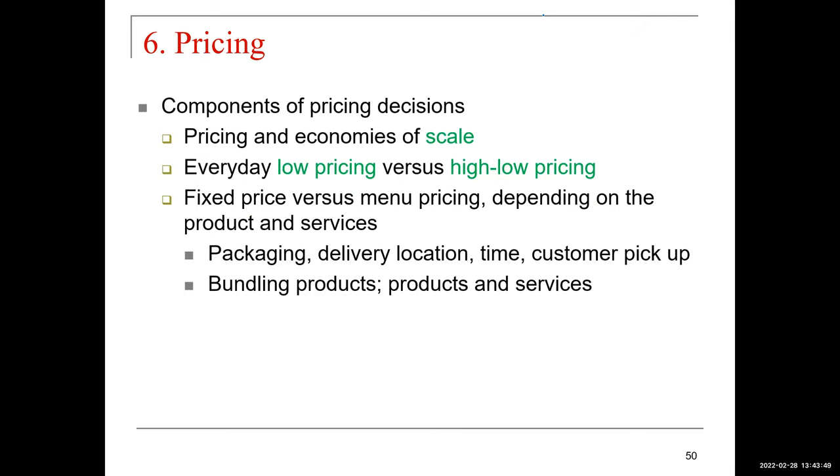Components of pricing decisions, pricing and economies of scale. So this means that if you buy more, it's less expensive. You buy one or two units, it's more expensive. You buy 1 million, it should cost you less. So that's economies of scale. Everyday low pricing versus high-low pricing. Walmart uses everyday low pricing, advertising that they sell at low prices. We have stores like, what's the name, Kohl's. They have these electronic digital price screens that they can change quickly, so they can adapt quickly to changes in prices. Fixed price versus menu pricing, packaging, delivery location, time, customer pickup, bundling products and services, and so on.